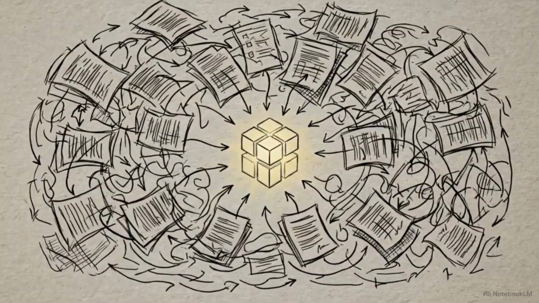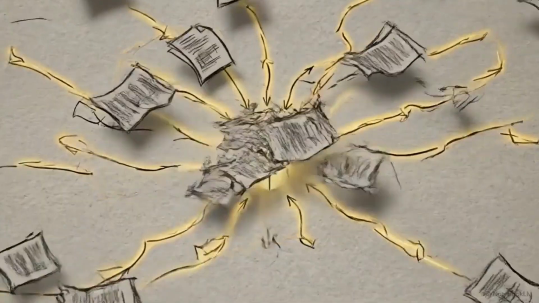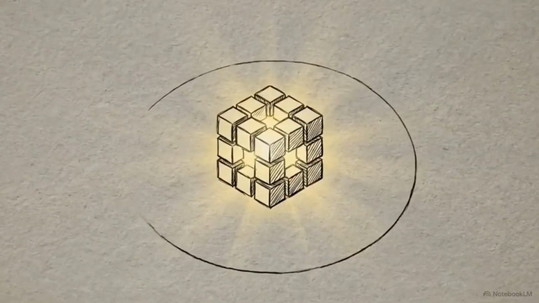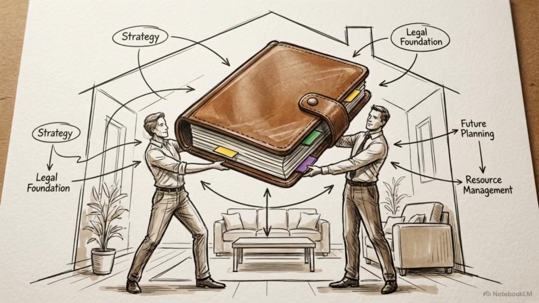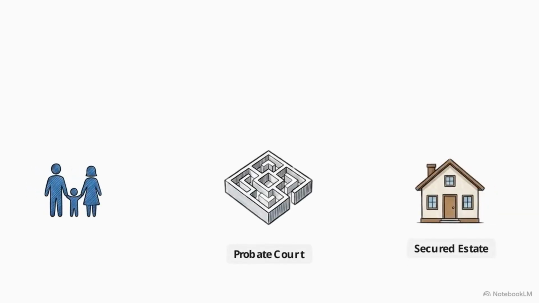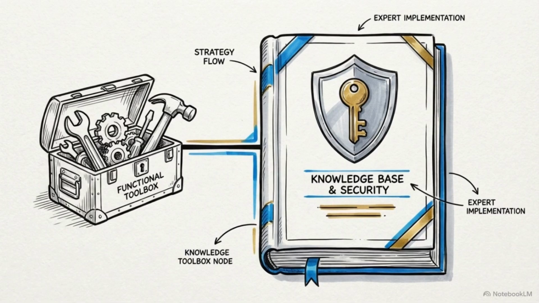Watch this chaotic tornado of floating papers snap together into a perfectly aligned solid cube. Congratulations on building a streamlined estate planning toolkit. The ultimate payoff is stability. You have successfully protected your hard-earned assets from being lost and saved your grieving family from the nightmare of navigating probate court blindly. While this toolkit is the perfect foundation, mastering wealth protection requires a deeper guide.